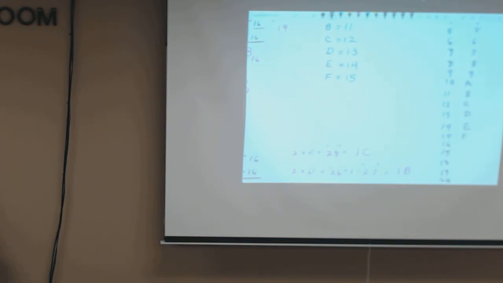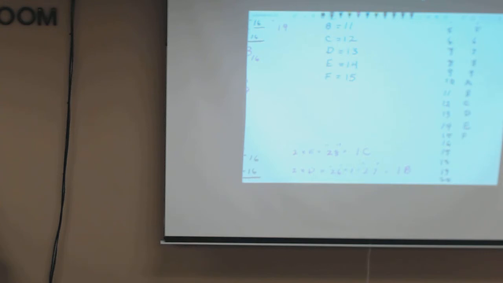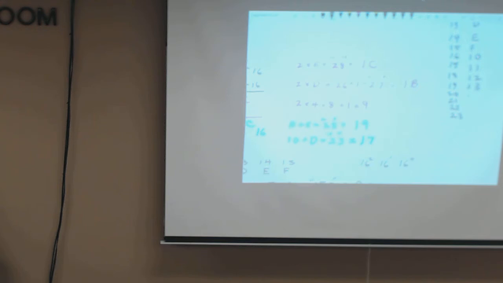Now, how do I say 16? Base 16, 16 to the 0, 16 to the 1, 16 to the 2. So 16 is 1, 0 in base 16: one 16 and no ones. How do I say 17? One 16 and 1 one. One 16 and 2 ones. One 16 and 3 ones. One 16 and 4 ones. One 16 and 5 ones. One 16 and 6 ones. One 16 and 7 ones.